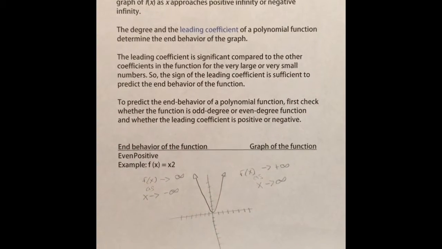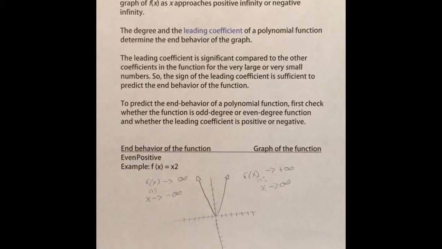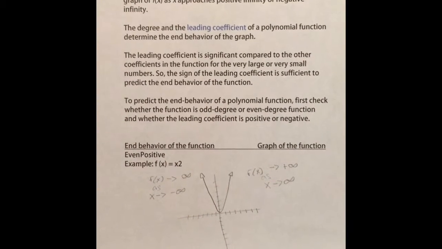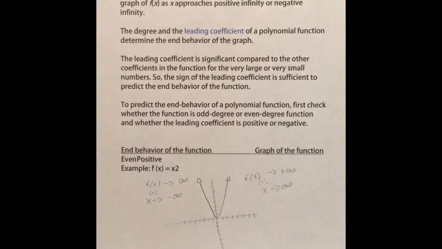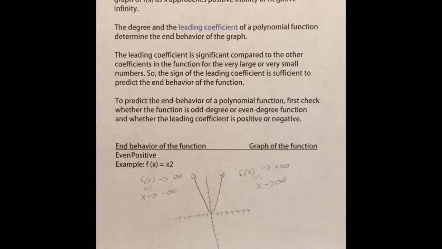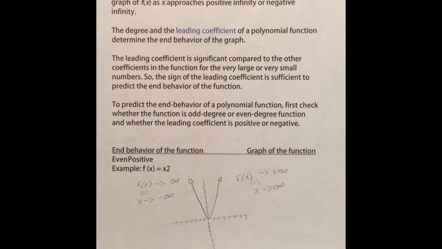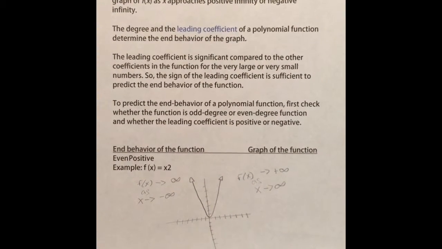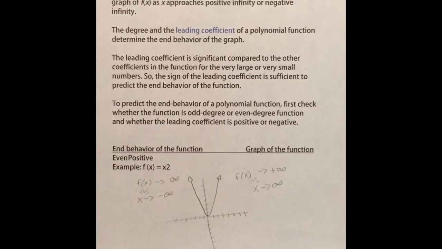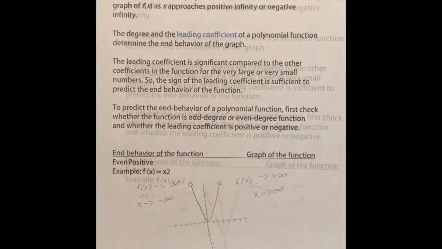The leading coefficient is significant compared to the other coefficients in the function for very large or very small numbers. So, the sign of the leading coefficient is sufficient to predict the end behavior of the function. To predict the end behavior of a polynomial function, first check whether the function is odd degree or even degree, and whether the leading coefficient is positive or negative.